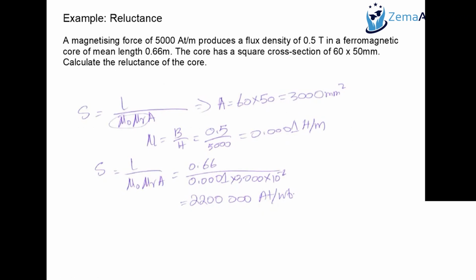Example of the reluctance, then we have the length, cross-sectional area, relative permeability. So let's read that example question. A magnetizing force of 5,000 ampere turns per meter produces a flux density of 0.5 Tesla in a ferromagnetic core of mean length 0.66 meters. The core has a cross-section of 60 by 50 millimeter. Calculate the reluctance of the core.